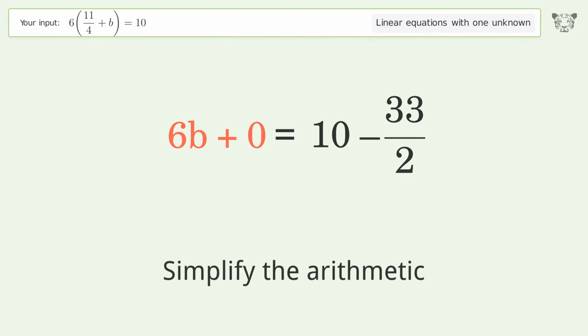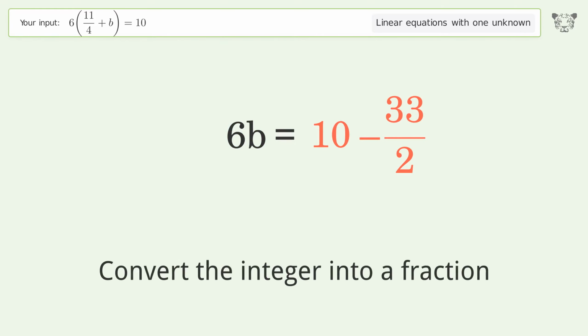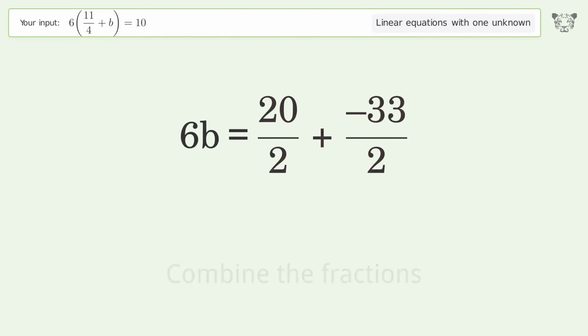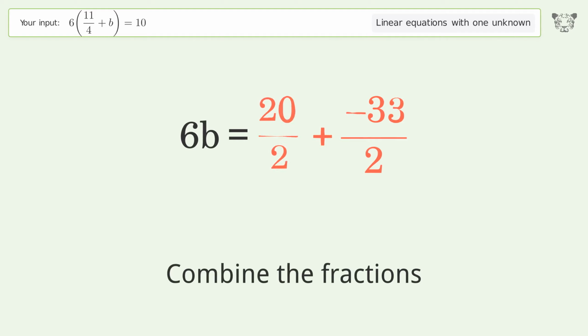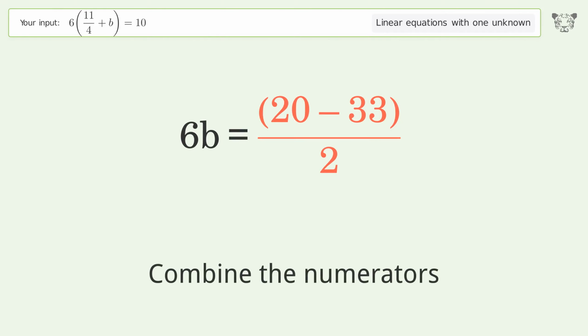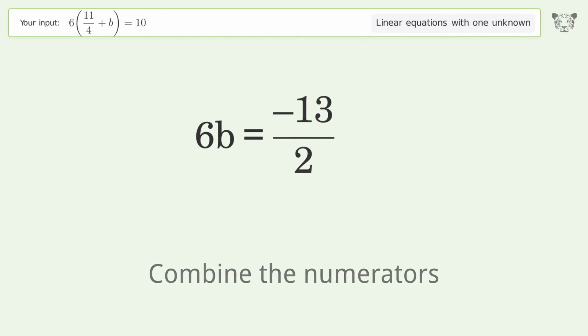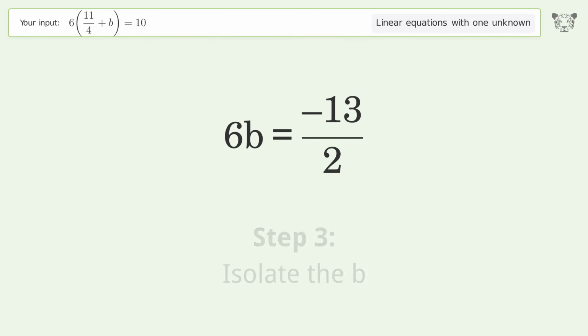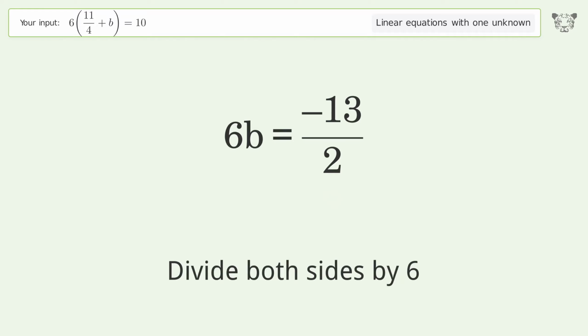Simplify the arithmetic. Convert the integer into a fraction. Combine the fractions. Combine the numerators. Isolate the b. Divide both sides by 6.